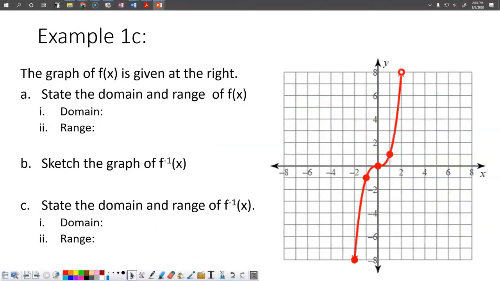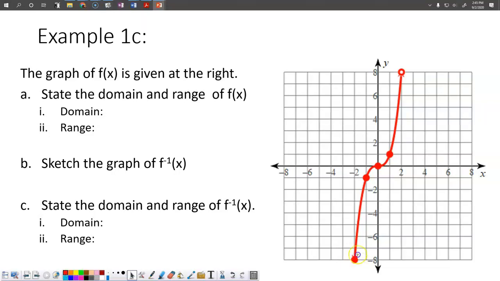Let's do another one. The reason I included this one was because it's hard to sketch. This one actually turns out to be a little bit difficult to draw. So let's go ahead and give it a try. Sometimes these inverses can be tricky. All right. So let's do the domain first.